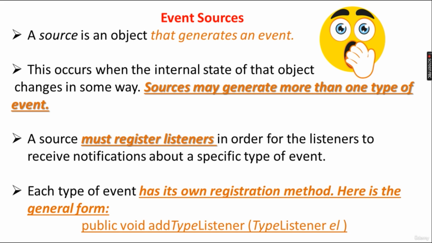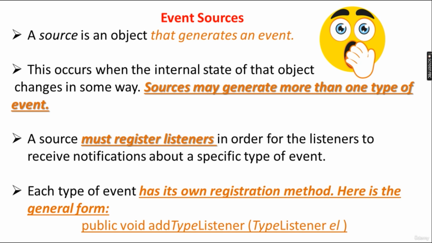Event sources. A source is an object that generates an event. This occurs when the internal state of that object changes in some way. Sources can generate more than one type of event at the same time. A source must register a listener in order for the listener to receive the notification, for those interested in a specific type of event. Each type of event has its own registration method. Here is the general form: add Type Listener, el.